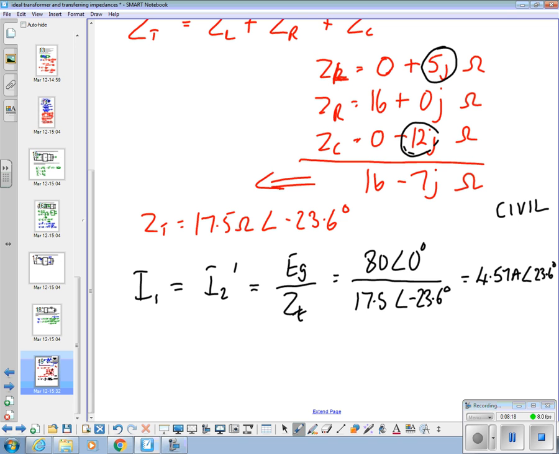Now I know the current, what else can I find? Bearing in mind always what I'm interested in finding in the first place, which is the current in the secondary. So I'm on my way to finding that because I've found I2 dash. What else do I want to find in this side? I want to know the voltage across the resistor in the secondary. So I find ER dash.